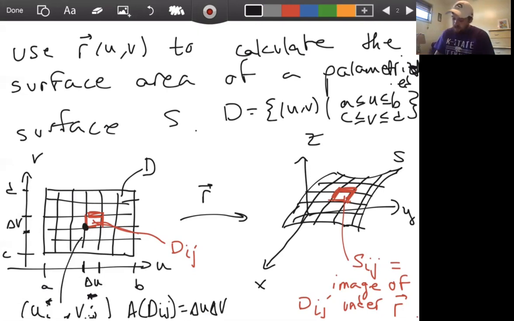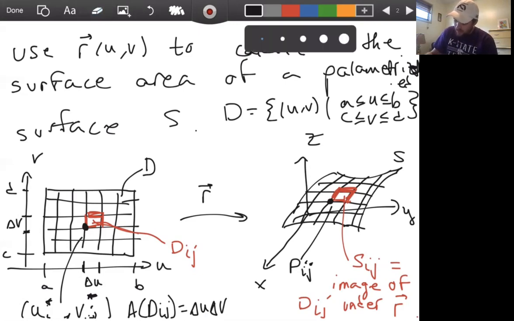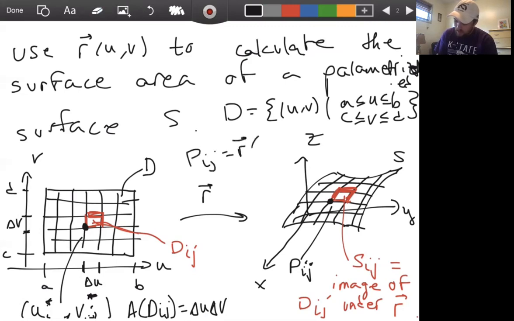And we'll call the image of this point Pij. So the lower left corner of the parallelogram Sij is the point Pij here, which is, you know, if you'd like, Pij is equal to R of Ui star Vj star. Right. Okay.